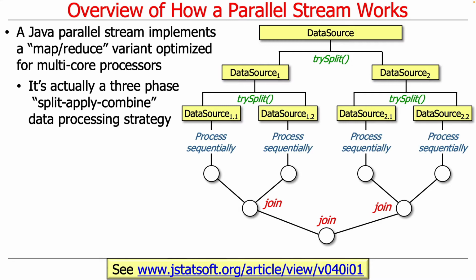So what's happening under the hood is something called the split, apply, combine model. I've mentioned that briefly before. You can take a look at this article if you want to learn more about split, apply, and combine. It's a processing model that's used a lot in high-performance computing, which, surprise, surprise, often uses parallel processing.